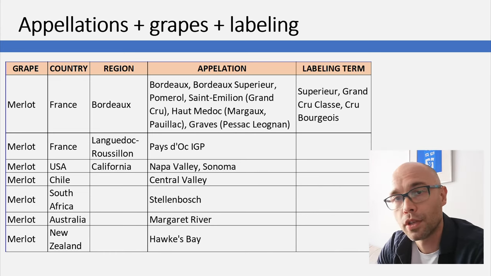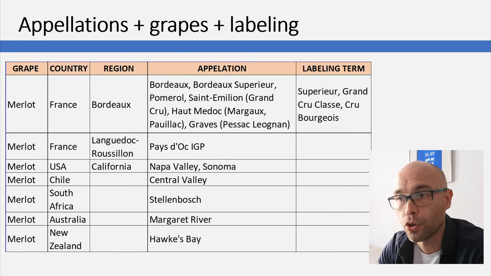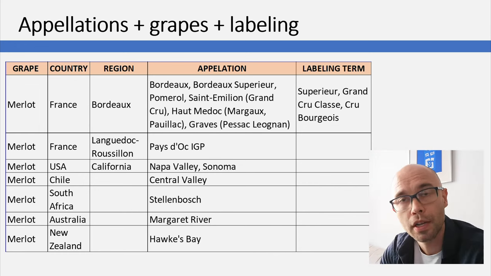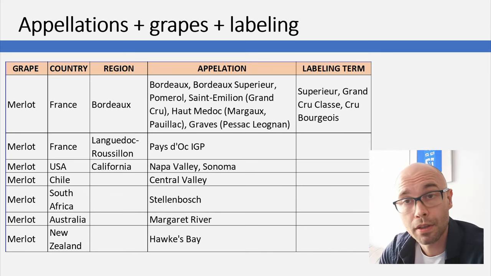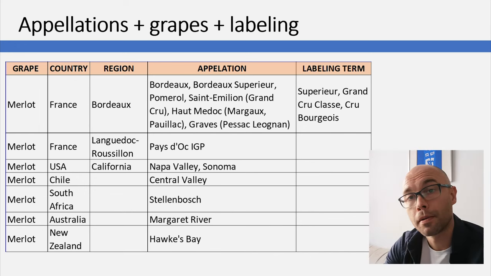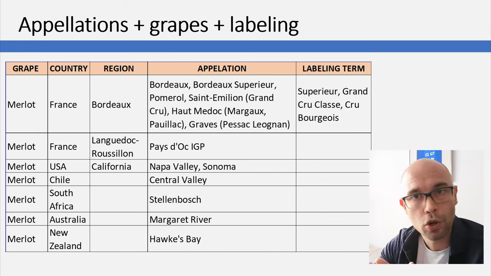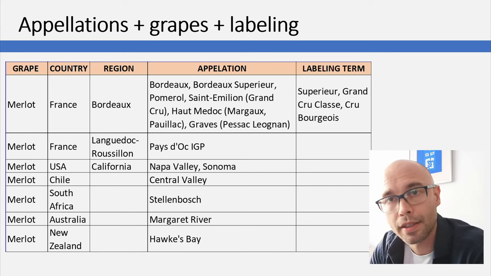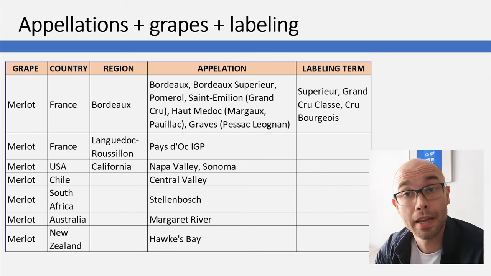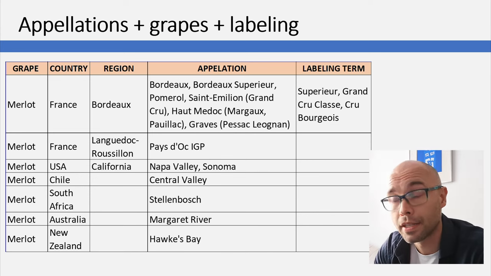The appellations that you need to remember for Bordeaux: Bordeaux, again that regional appellation, and Bordeaux Supérieur. Same area, it's just an indication that the grapes should be a little bit riper than for basic Bordeaux. We'll talk about these specific grape varieties in their own videos, and I'll explain all of this in detail.